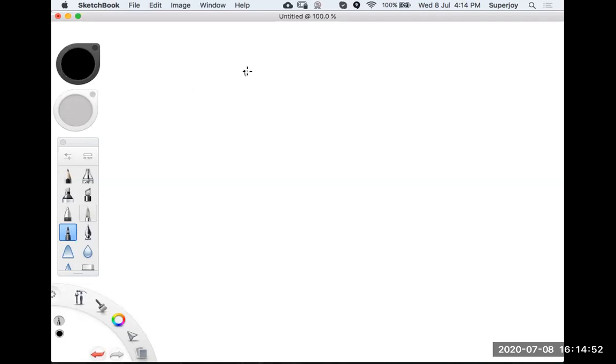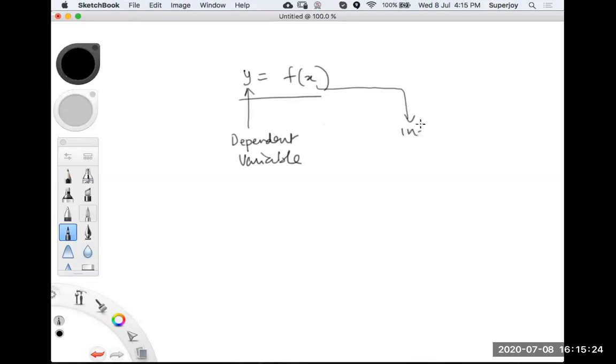So guys, I have a mathematical equation, let's say this, y = f(x). I think this equation is well known to everyone. In this equation, y is called the dependent variable, if you remember from your mathematics days, right? And x is called the independent variable. And what is this f? This f is called the mapping function.